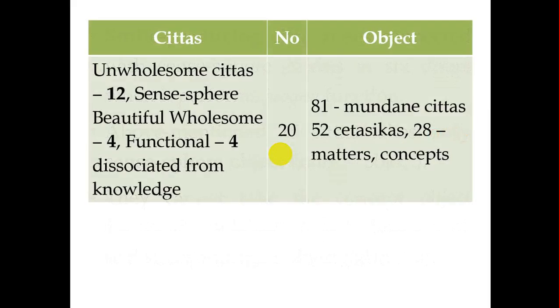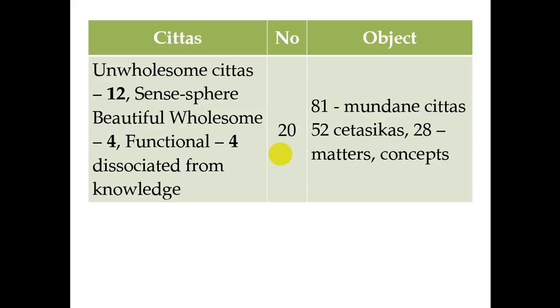Okay, then let's go. The 12 unwholesome Cittas, the 4 sense sphere beautiful wholesome Cittas, and the 4 sense sphere beautiful functional Cittas, which are dissociated from knowledge. As you all know, we have 8 great wholesome Cittas and 8 great functional Cittas. 4 are associated with knowledge, and 4 are dissociated from knowledge. But here, it is those dissociated from knowledge: 12 unwholesome Cittas, 4 sense sphere beautiful wholesome Cittas, and 4 sense sphere beautiful functional Cittas. Altogether 20.